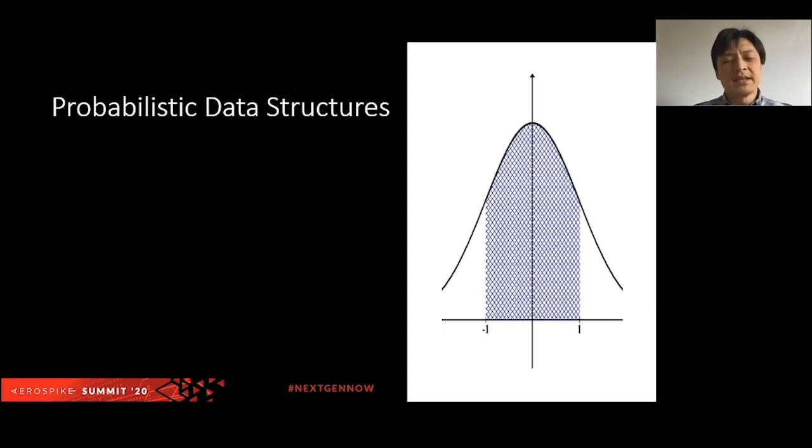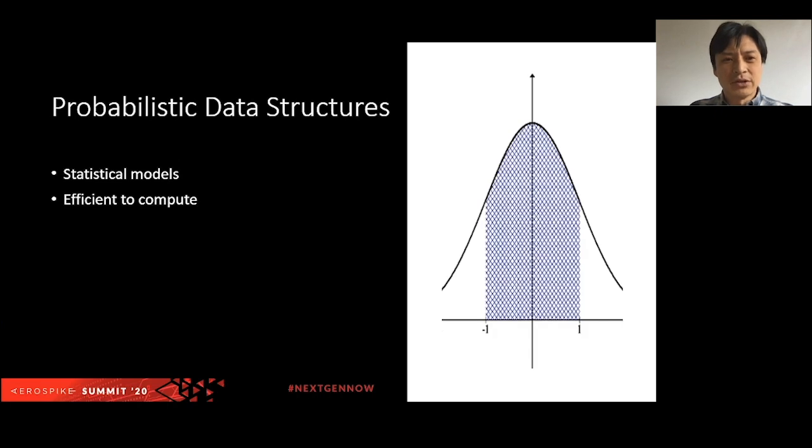So probabilistic data structures operate similarly on other sorts of data. The ones we're going to talk about are statistical models that are efficient to compute, and they approximate the calculations on the data set that we care about.